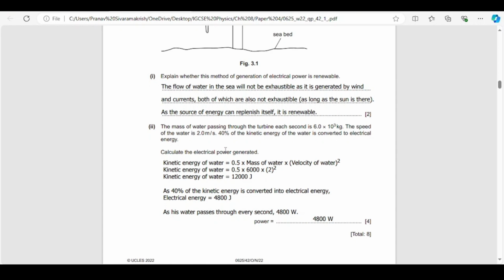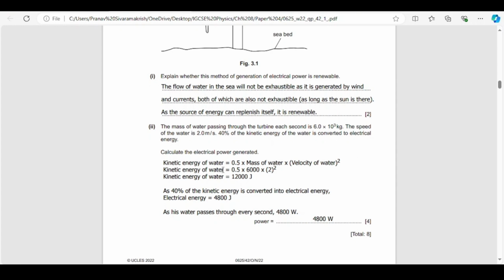And we know that only 40% of that kinetic energy is converted to electrical energy. So if you multiply the value of the kinetic energy by 40% or 0.4, we get an electrical energy value of 4,800 joules. So when 12,000 joules of kinetic energy hits the turbine blades, we get around 4,800 joules of electrical energy. So that is the conversion.